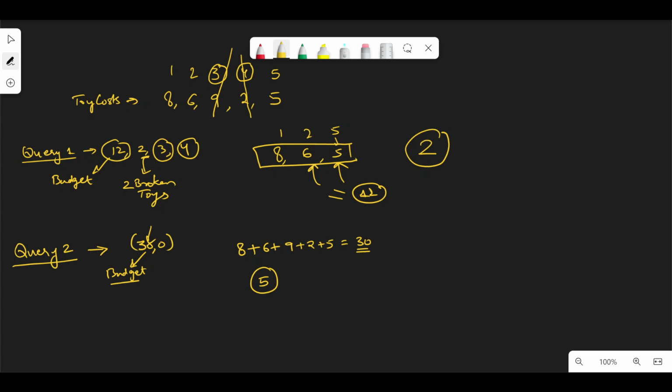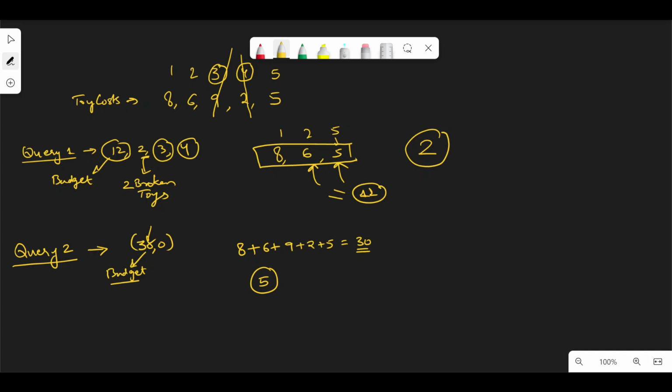Now that's all good. But what if the sum was more than 30? How would you optimize? How would you solve this problem? So there are a lot of complications here, right? So there is the initial cost. You have to figure out within a given budget how many toys you can buy, and there's an extra complication. You have to do it multiple times for each and every query, and in each and every query, you are removing some number of toys.